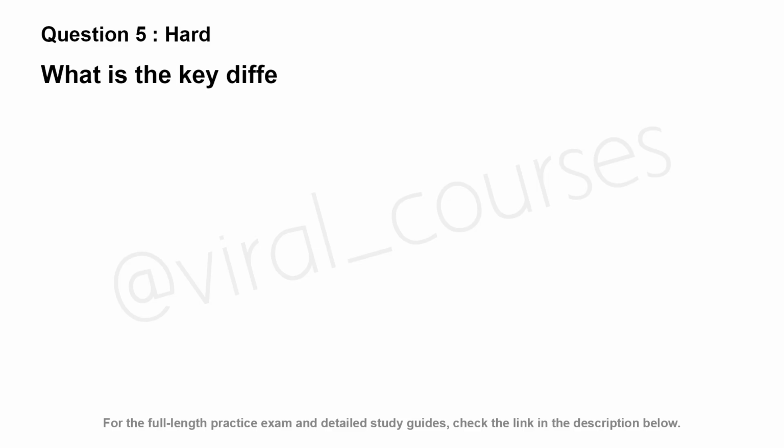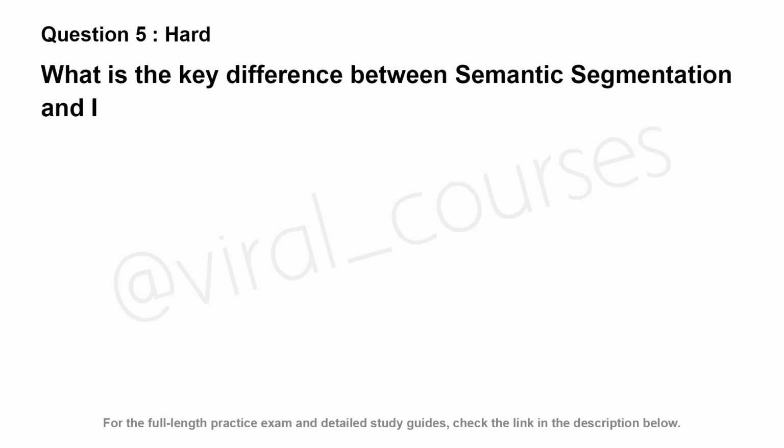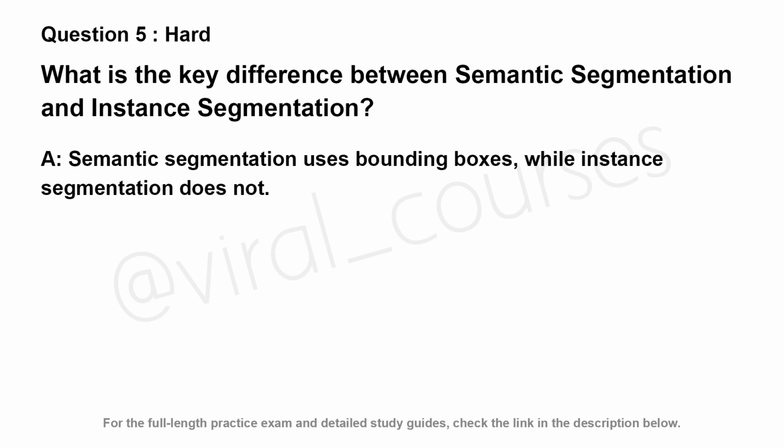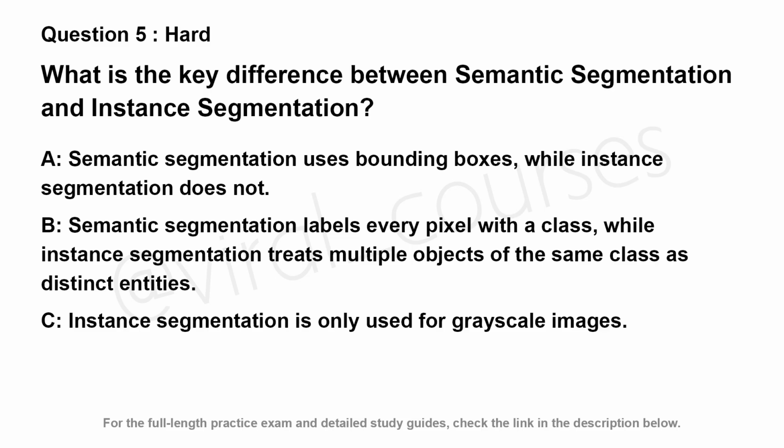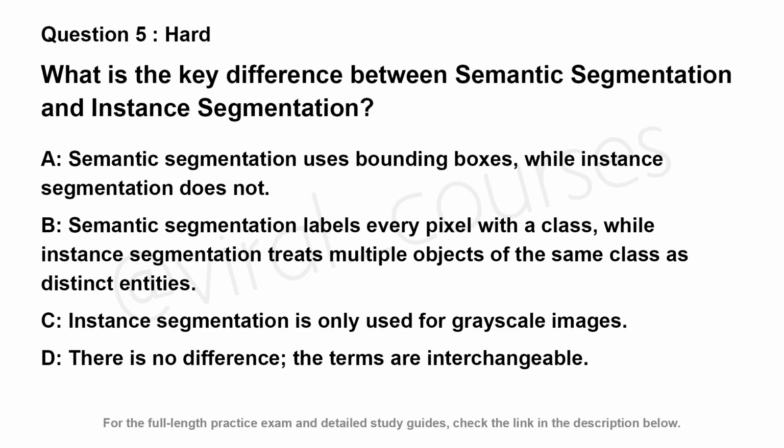What is the key difference between semantic segmentation and instance segmentation? Option A. Semantic segmentation uses bounding boxes, while instance segmentation does not. Option B. Semantic segmentation labels every pixel with a class, while instance segmentation treats multiple objects of the same class as distinct entities. Option C. Instance segmentation is only used for grayscale images. Option D. There is no difference. The terms are interchangeable.